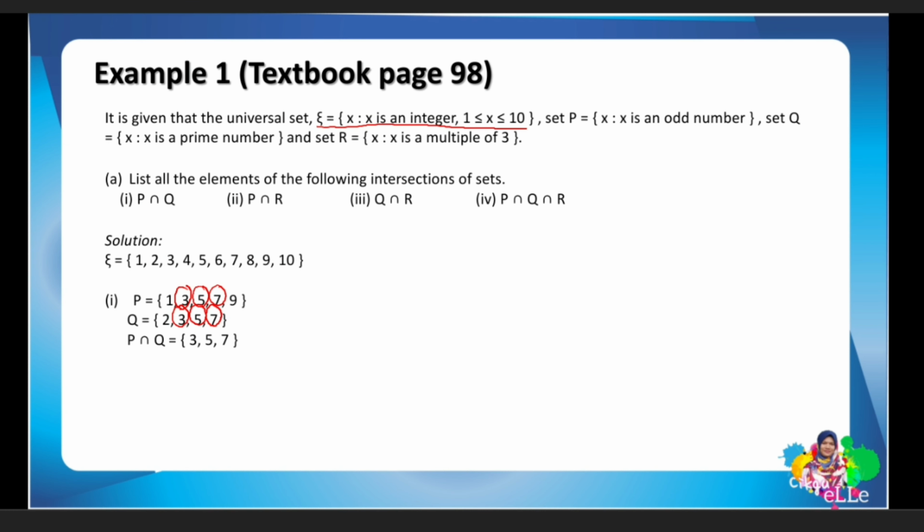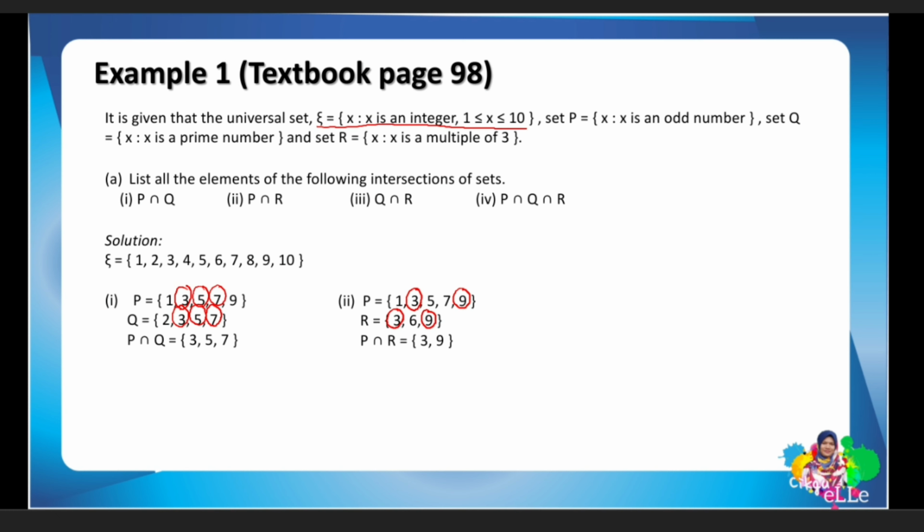Number 2, P intersection R. You list all the elements of set P and all the elements of set R. Set R is the multiples of 3 in the universal set. Okay, the common elements for set P and set R are 3 and 9. Therefore, P intersection R is 3 and 9.